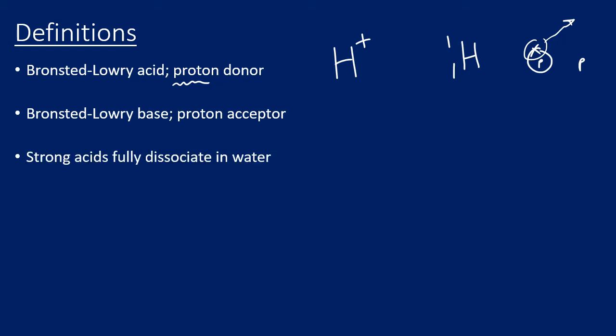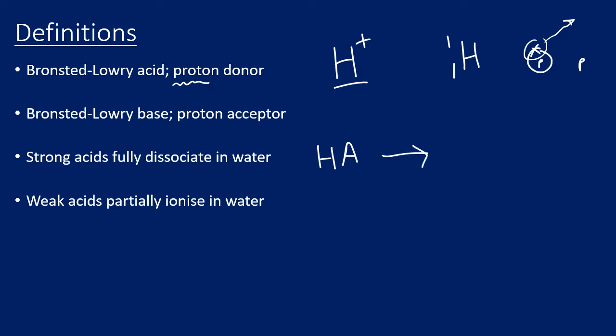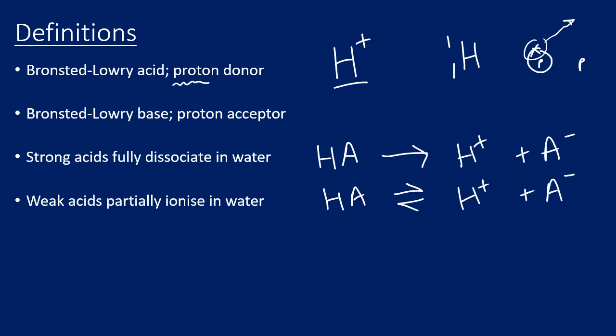You may be familiar with some of these terms from GCSE. The idea that a strong acid fully dissociates in water, and weak acids partially dissociate. What I mean by that is, any acid has to contain an H, because we know it's an H plus, a proton donor. A strong acid fully dissociates into its ions, and we show that with an arrow. Whereas a weak acid partially dissociates, and we show that with an equilibrium sign to show it's only partial, not a full dissociation.